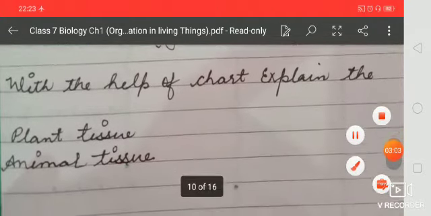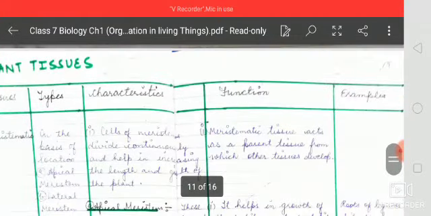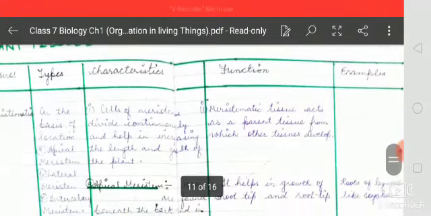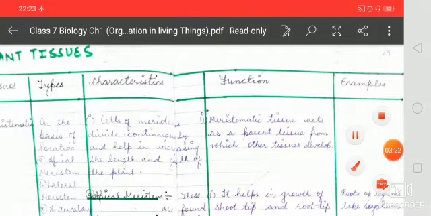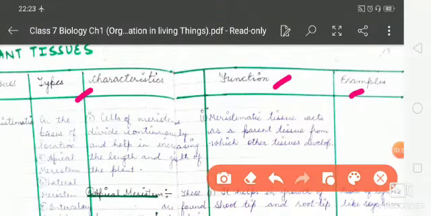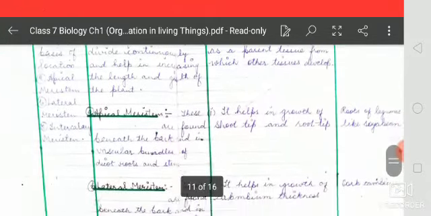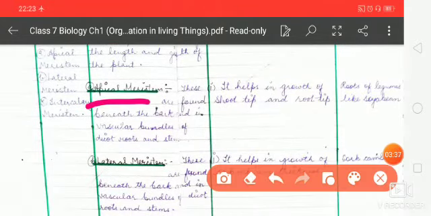Next one is: with the help of a chart, explain plant tissue and animal tissue. About the difference between animal tissue and plant tissue you have studied well, but here it is also given. The first column is the name of the tissue, and next are types, then characteristics, functions and examples. The first one is meristematic tissue. Meristematic tissue is of three types: first apical, then lateral, then intercalary.